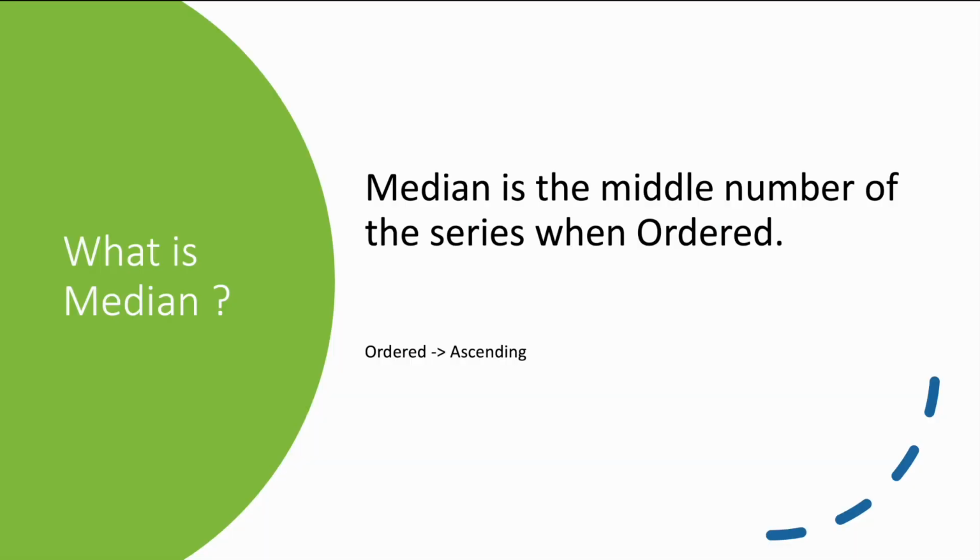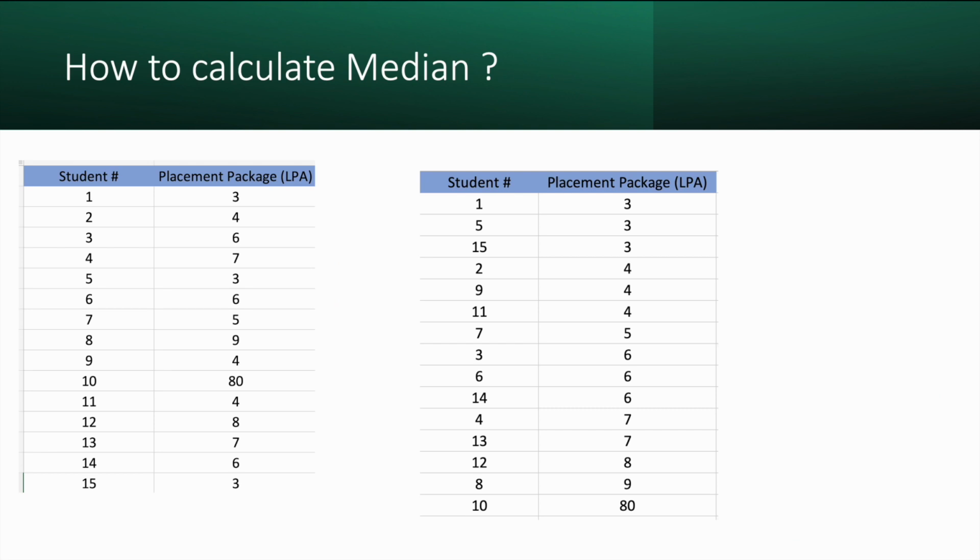So what is median? Median is the middle number of the series when ordered. So if you have a bunch of numbers, what you need to do to find a median is sort them, put them in ascending or descending order, and then find the middle number. That middle number is the median. Okay. Now, how to calculate the median?